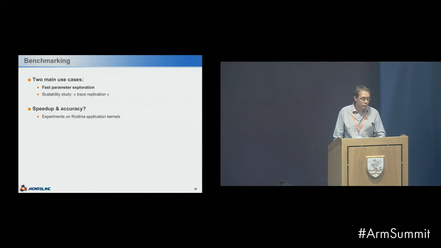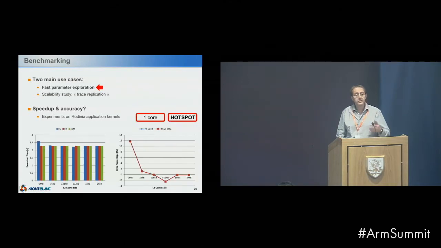So there are two main use cases, the fast parameter exploration and scalability study, and the question is speedup and accuracy. So I've decided to still show some results here, even though that's still a work in progress, and we're still unhappy with some of the accuracy figures that were reported by the simulation, but still I'm showing that here.